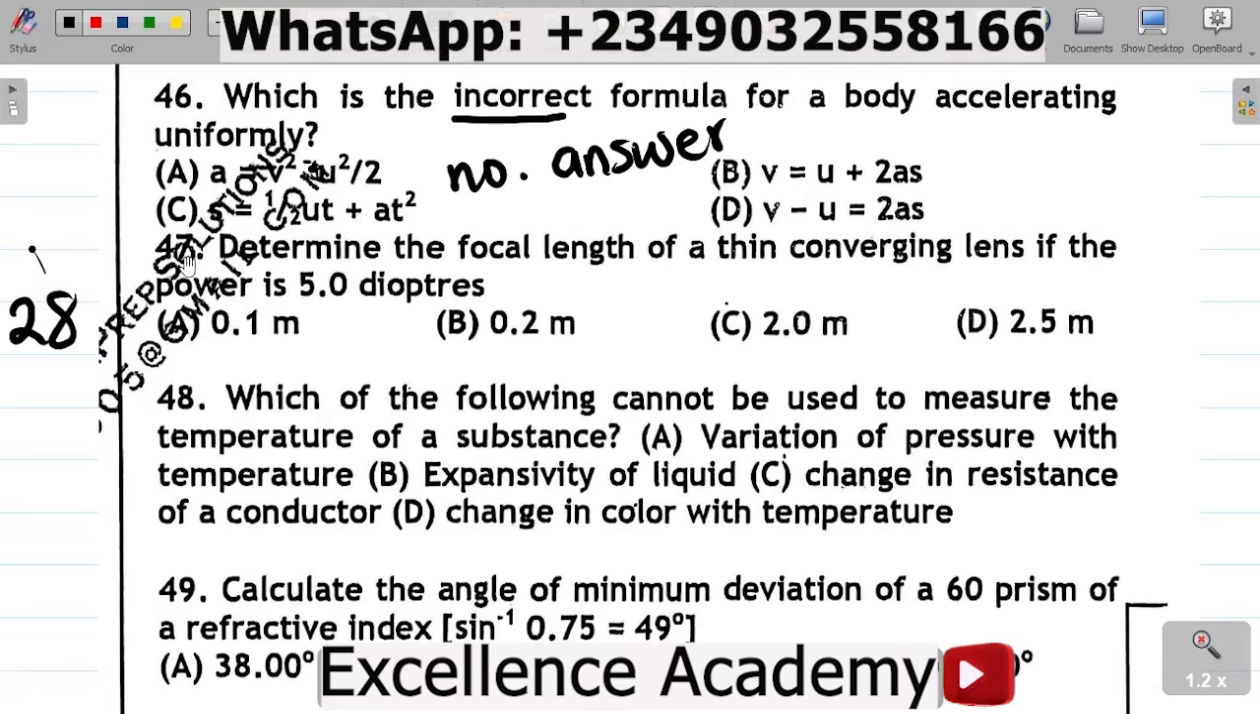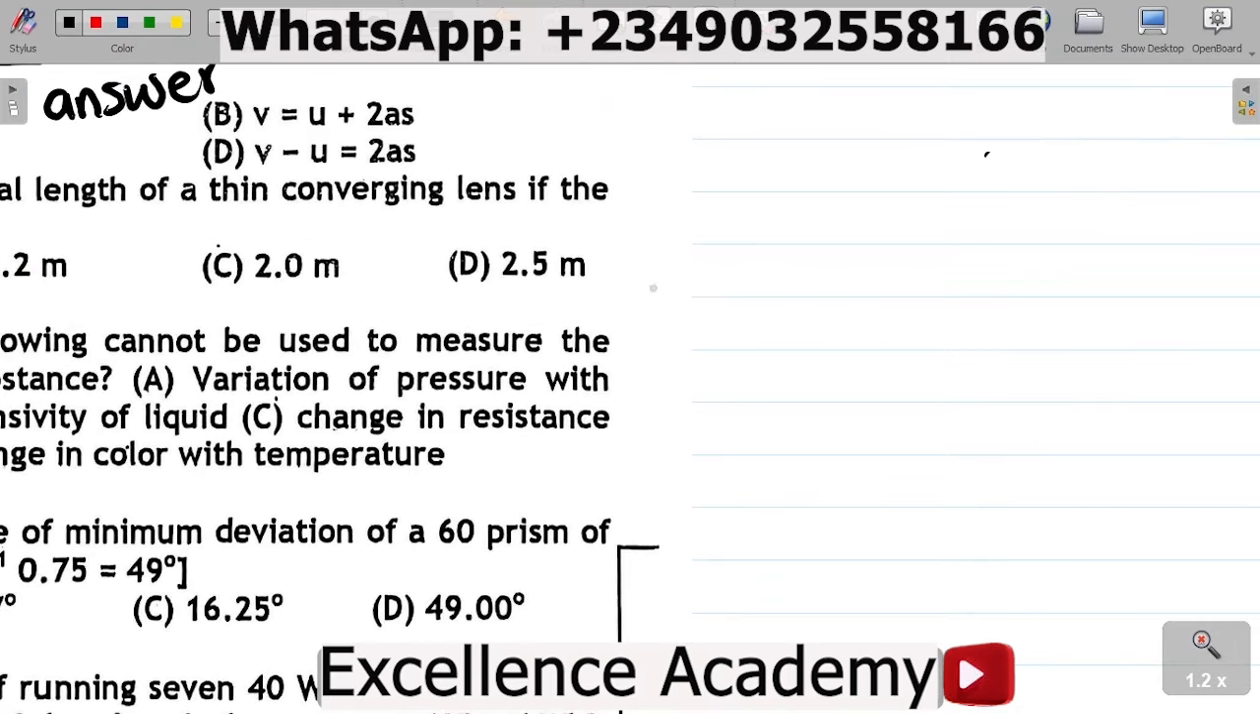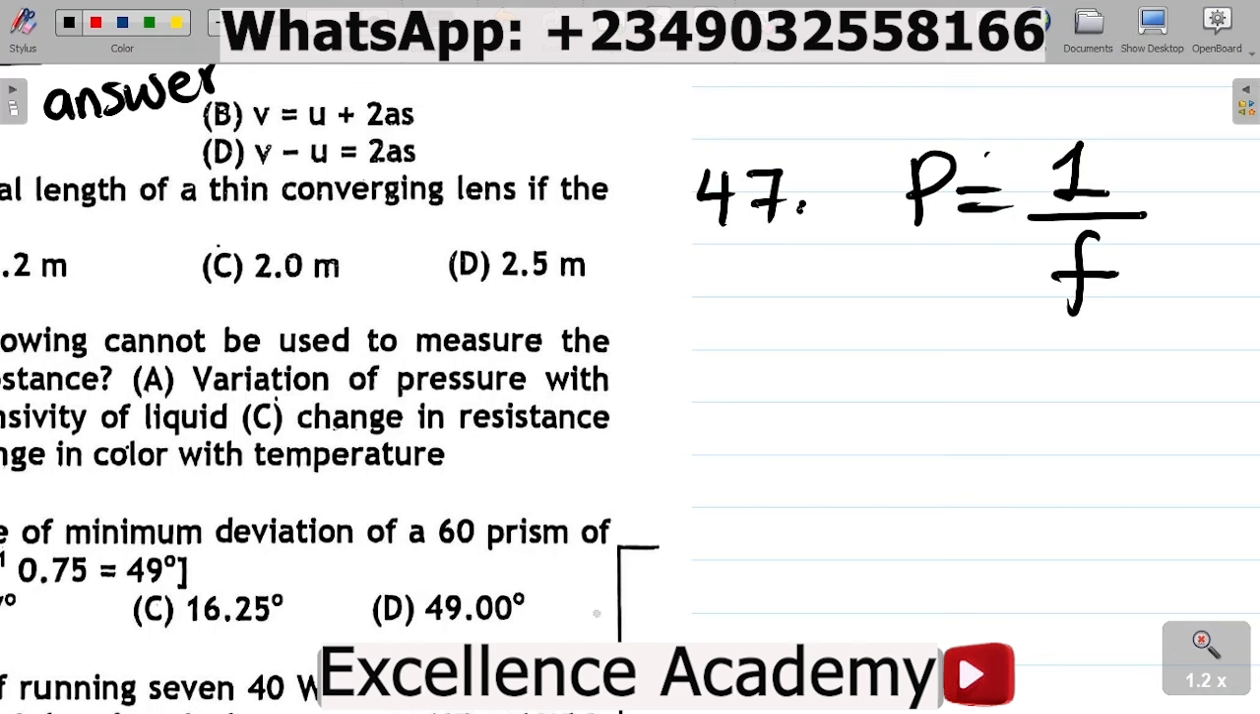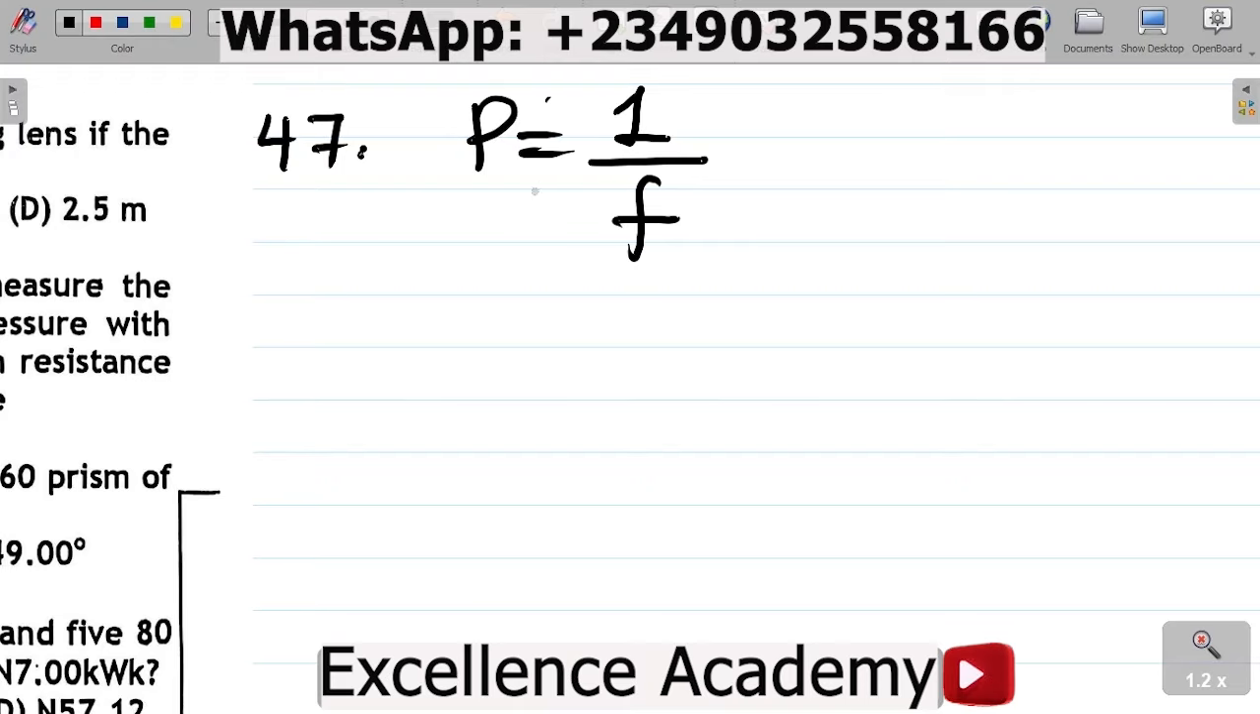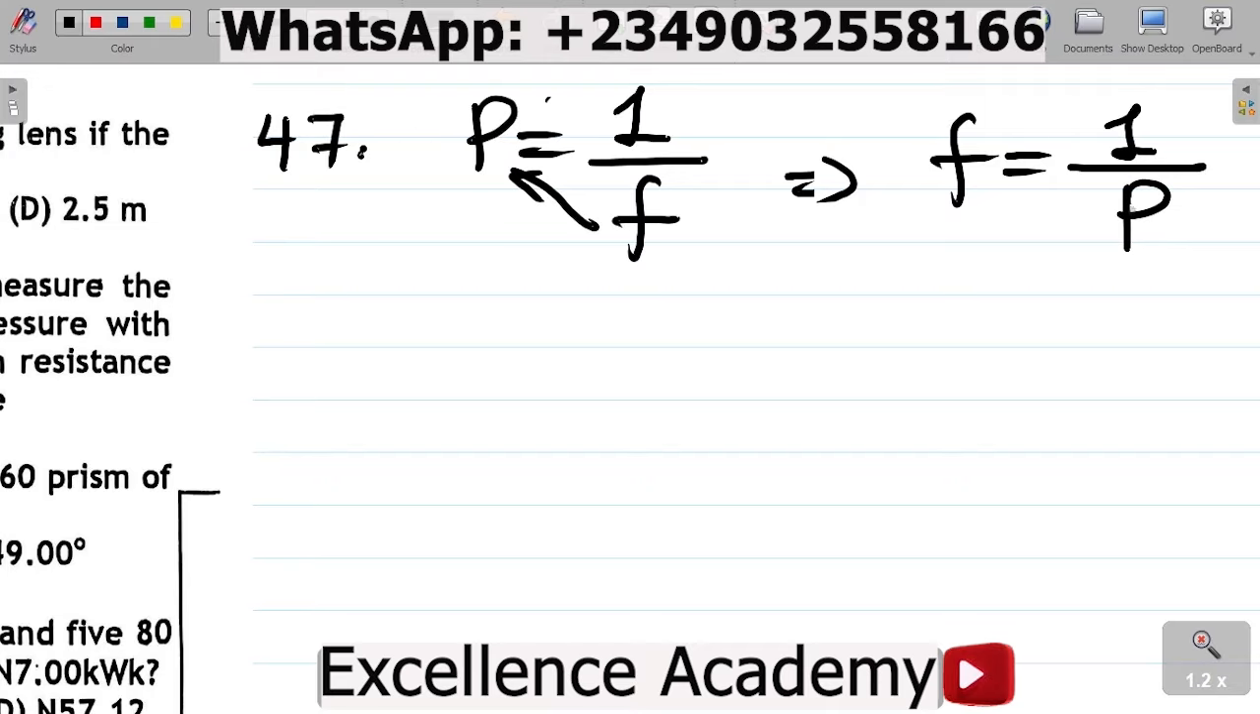Okay, 47. Determine the focal length of a thin converging lens if the power is 5 diopter. Focal length of a thin converging lens if the power is 5 diopter. So how do we solve this question here? To solve 47, you want to note that power of a lens P is equal to the inverse of the focal length. That's how you solve this. And these two can switch position. Focal length F is equal to 1 over power of the lens.